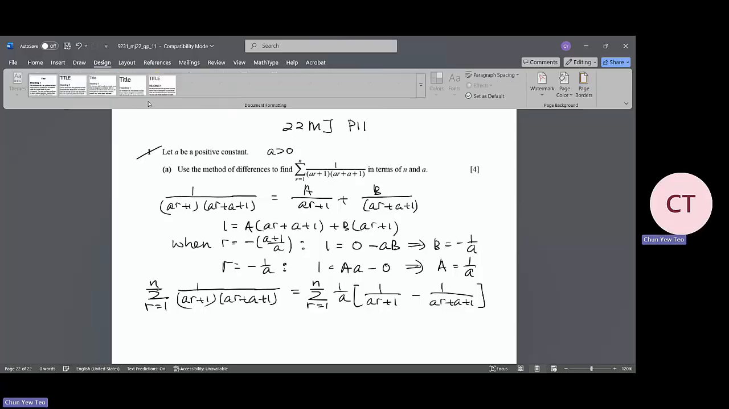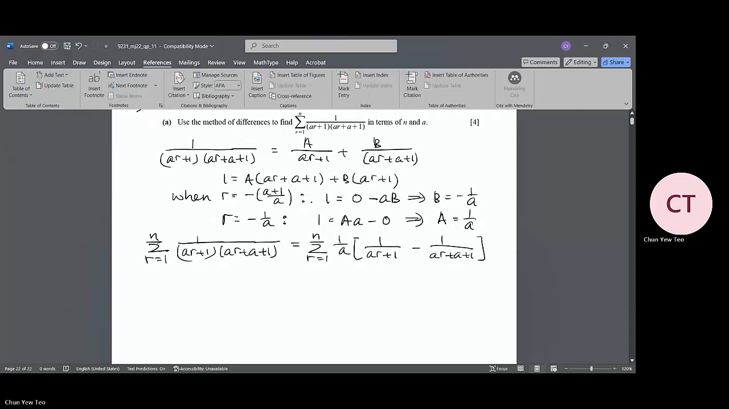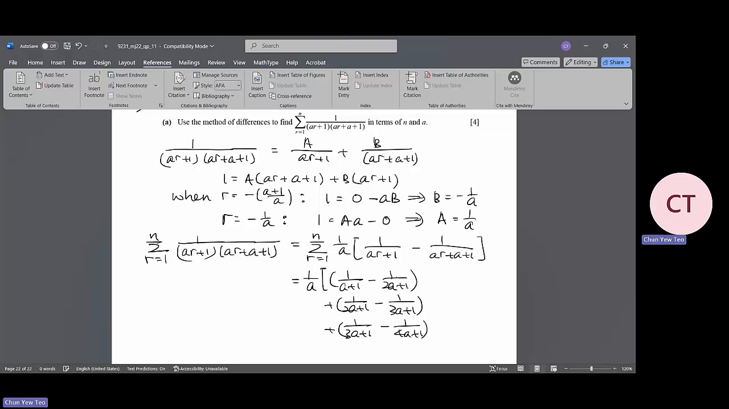So this is what you can start with at the very beginning. Then take the 1 over a out. Inside here, if you put r equal to 1, you will get this. Then when r is equal to 2, you will get this. When r is equal to 3, we'll get this. So you can see that they can cancel in such a way.